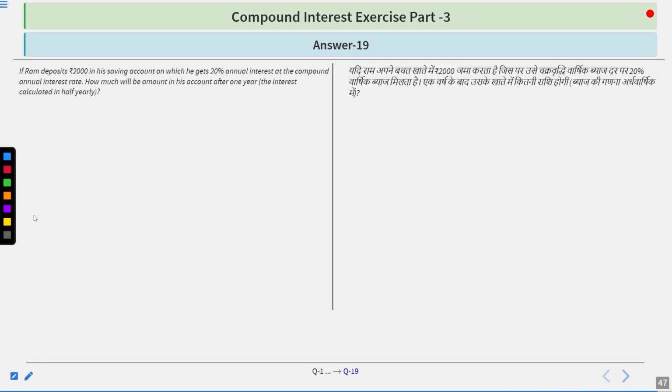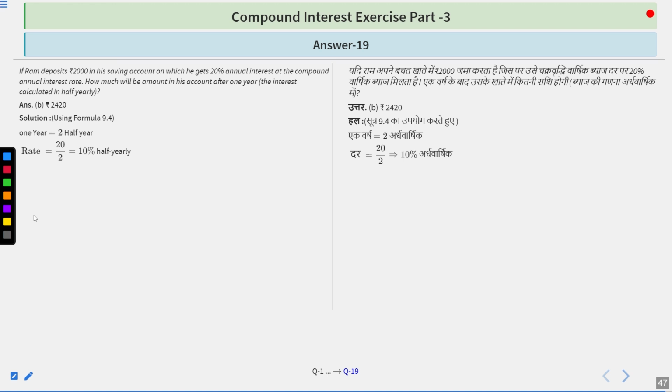Now, question says that Ram has deposited rupees 2000 in saving account. Rate of interest is 20% annually. We have to find the amount in his account after 1 year, but it is given that the interest is compounded half yearly. Now, the answer to this question is option B, rupees 2,420, and we are using formula 9.4 to solve this question. So, in a year, we have 2 half years.